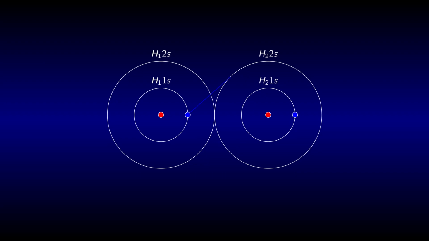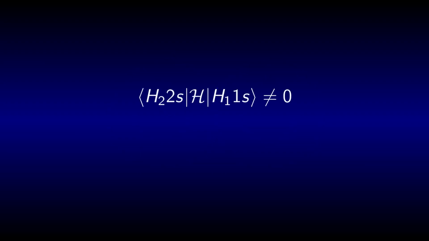Now imagine a second hydrogen atom, keeping our first one company. Individually, it is described by exactly the same Hamiltonian, but once they come close, it is possible for our electron to hop into the unoccupied 2s orbital of the other atom. This is possible because the matrix element of the Hamiltonian between the two wave functions does not vanish.